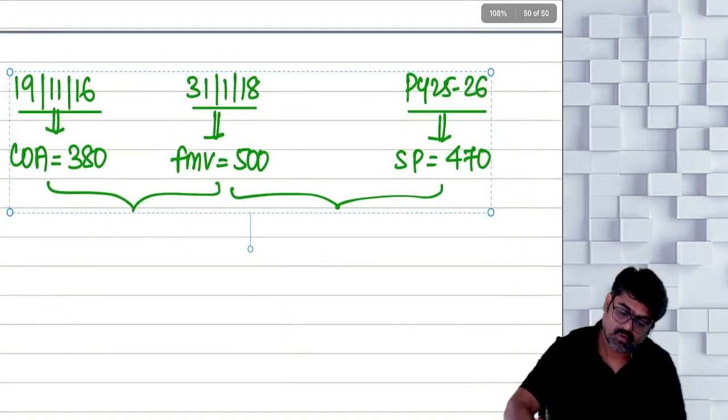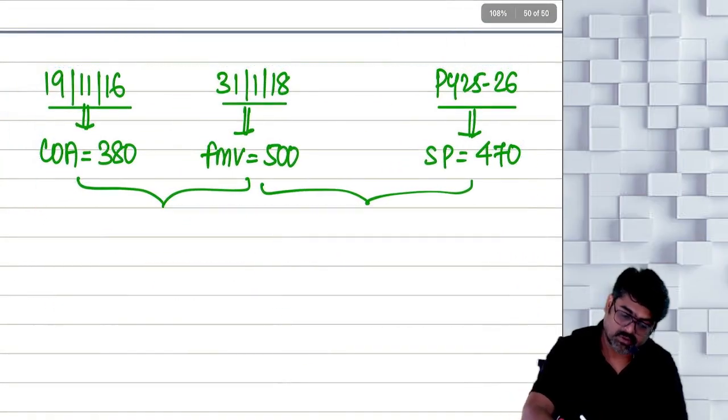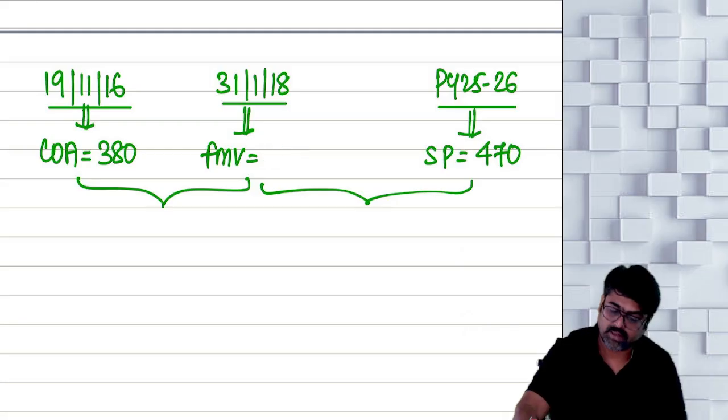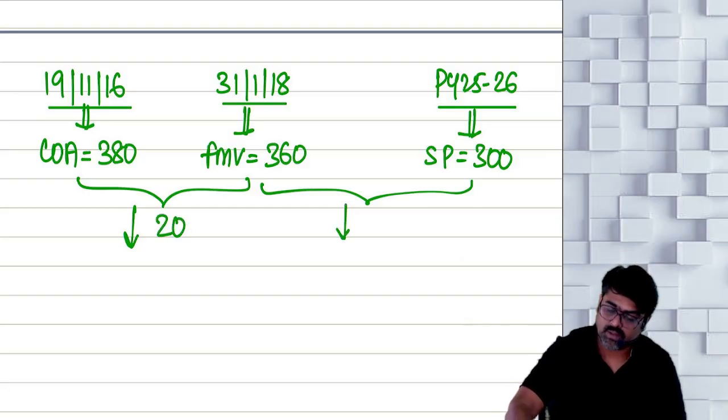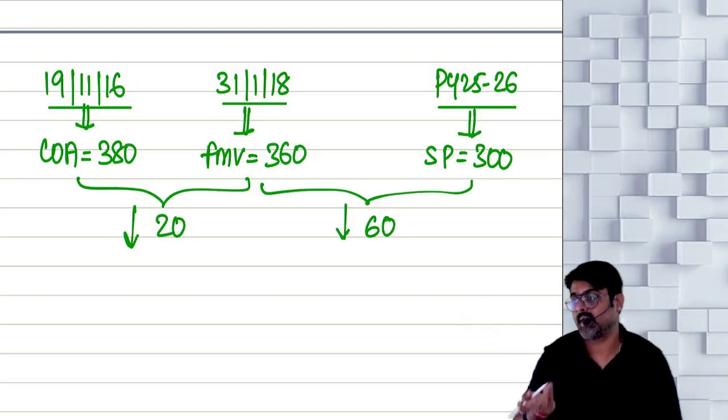So if my cost of acquisition was 380, the fair market value was how much? 360, and I sold it for 300. Meaning that I'm already in a loss of 20 and my loss further increased by 60. So my total loss is how much? 80. And that is my actual loss.